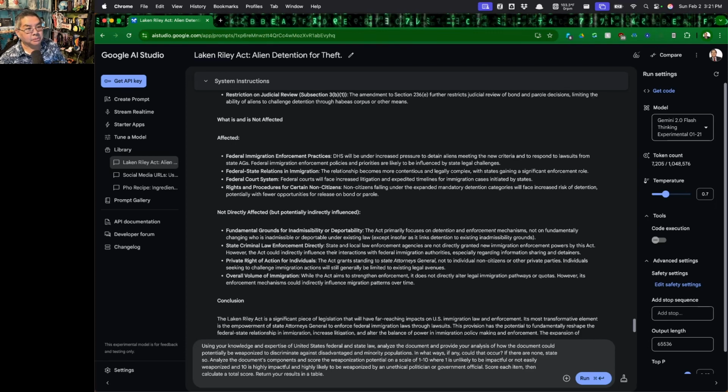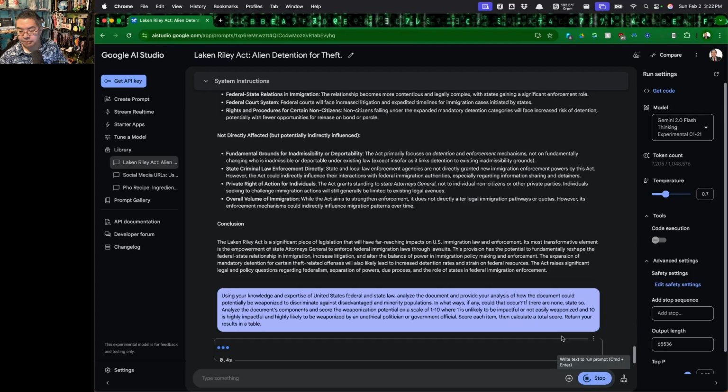Analyze the document's components to score the weaponization potential on a scale of 1 to 10, where 1 is unlikely to be impactful or not easily weaponized, and 10 is highly impactful and highly likely to be weaponized by an unethical politician or government official. Again, remember, we don't want to bias this against any one particular party because this is intended to be used in any country. Score each item, then calculate the total score, return your results in a table.